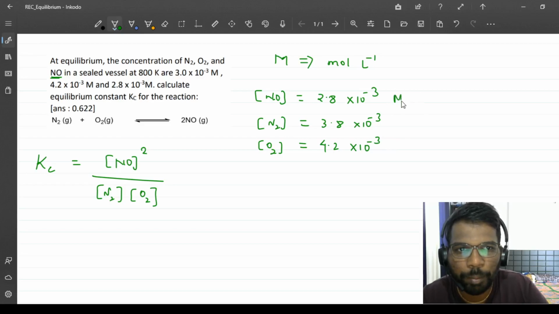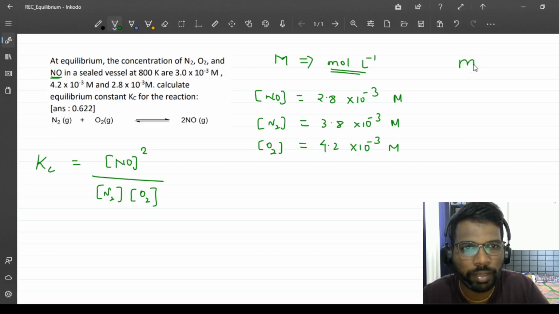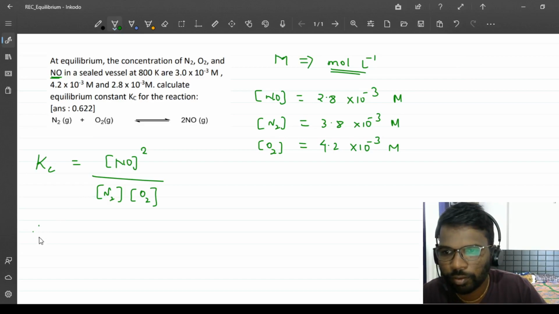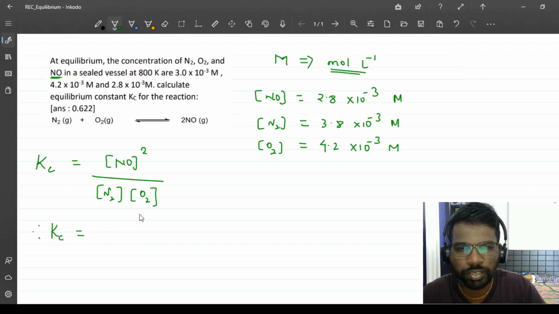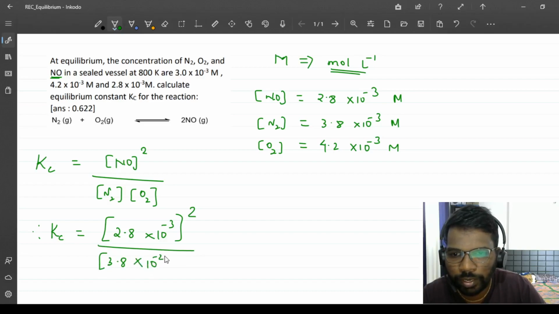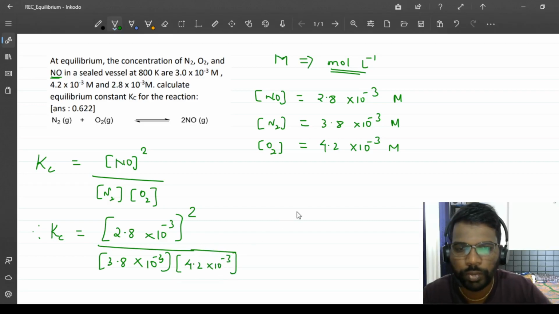Concentration in capital M is as good as writing moles per liter. If it was small m, then it is molality, moles per kg. Okay, just remember this. So therefore, Kc is equal to the concentration of NO, 2.8 into 10 raised to power minus 3 in square bracket raised to power 2, divided by 3.8 into 10 raised to minus 3. There is no power over here. And here it is 4.2 into 10 raised to power minus 3. The unit is moles per liter.